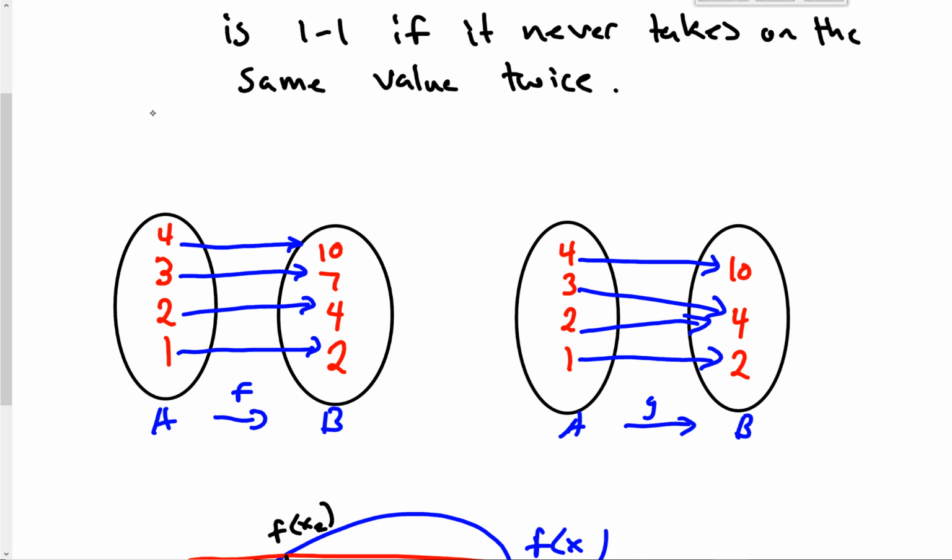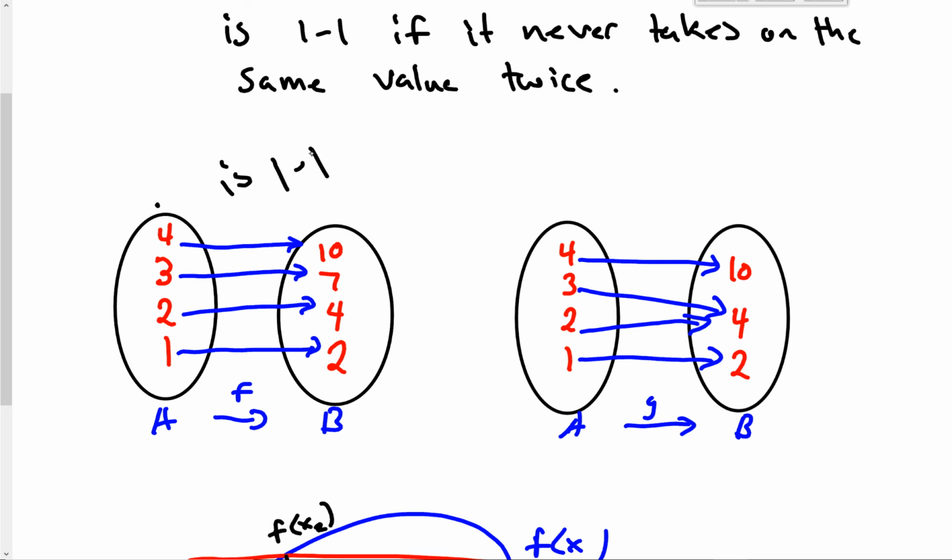We have, I labeled A and B. So 4 goes to 10, 3 goes to 7, 2 goes to 4. Everything in our domain has to go to one thing in our range, and our range has to receive one thing from our domain. All right. So this is 1 to 1. So that is 1 to 1.